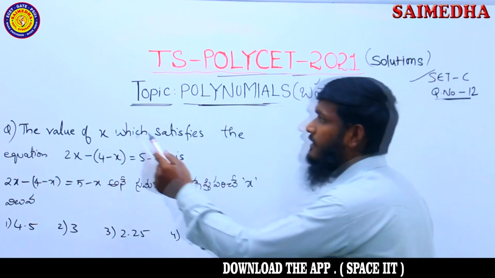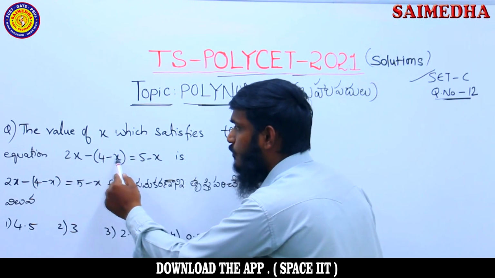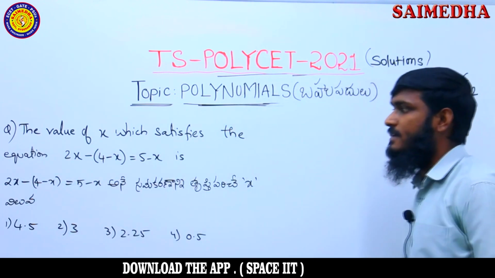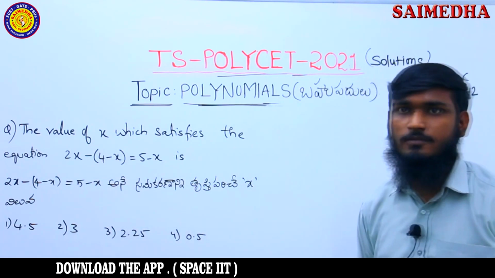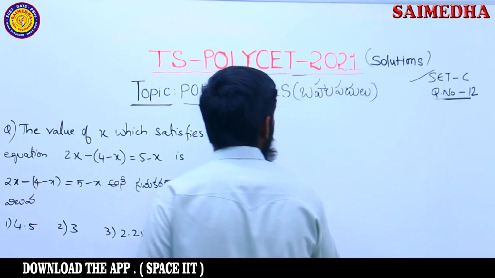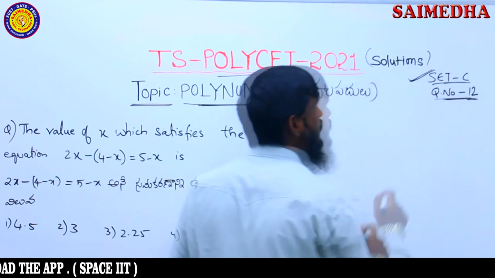Let us see our next question from the topic polynomials. The third question: the value of x which satisfies the equation 2x minus 4 minus x is equal to 5 minus x. We have to find the value of x. It appeared in your Polycet examination in set C, question number 12.